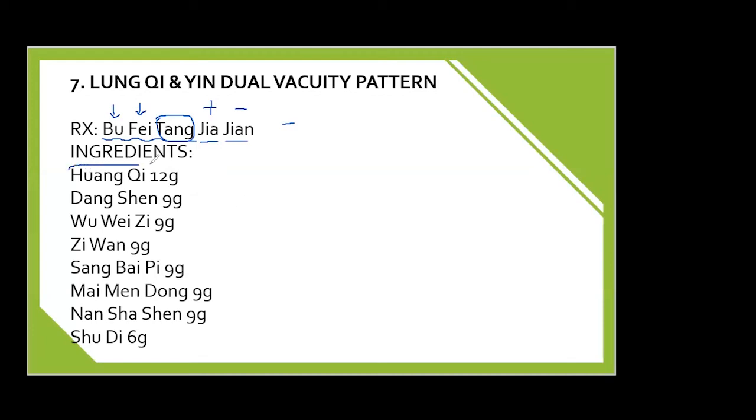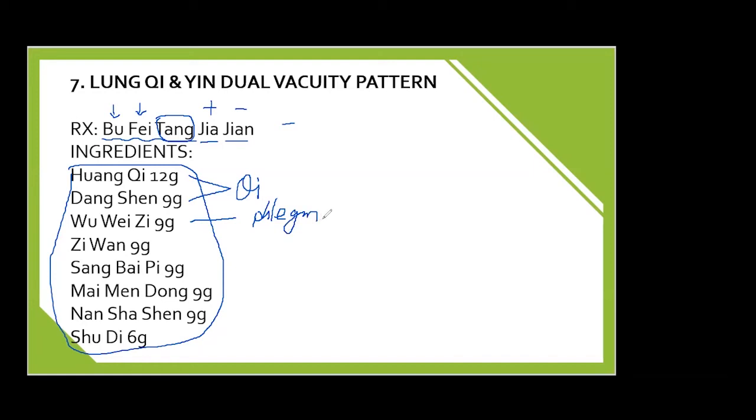Certainly this is a modified formula, and for each individual patient with different conditions, you can still modify from here. But generally speaking, Huang Qi and Dang Shen tonify qi. Wu Wei Zi is an astringent herb. It can help people stop asthma, cough, and even phlegm. It also can calm the shen, helping people with sleep problems.